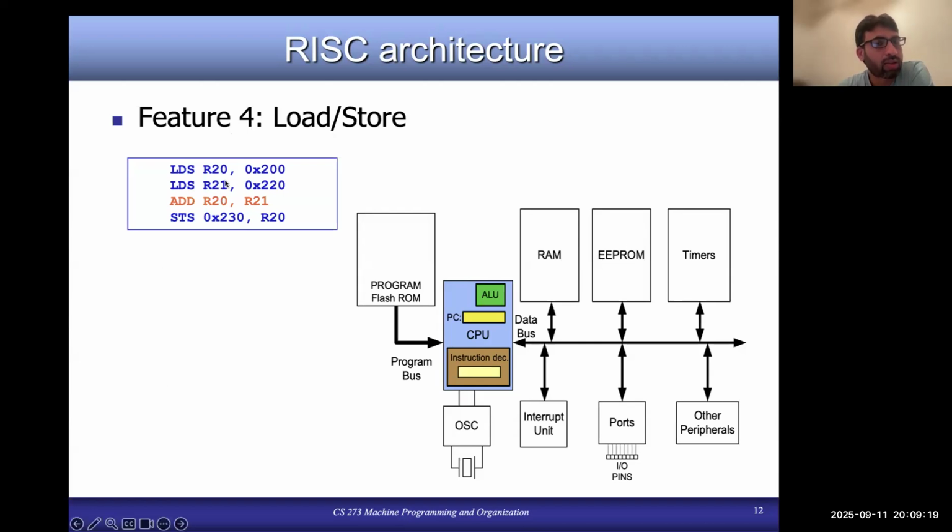So here is an example. We are saying, okay, load the data from memory address 0x200 into R20, and then load another data from a different address 220 into the R21 register, then add them together and then put the result back in the memory at address 0x230, right? So here we are doing addition on two registers. We are not doing addition between a register and another operand which is located in memory, right? So this is known as load store. You can only access the data once it has been loaded from the memory into the registers, right?